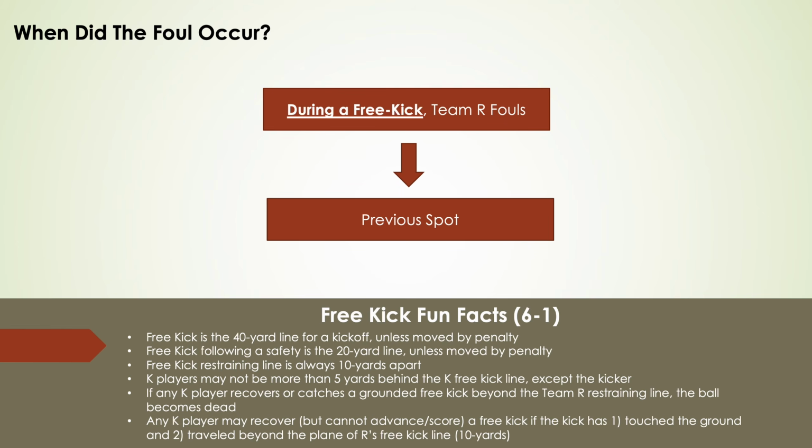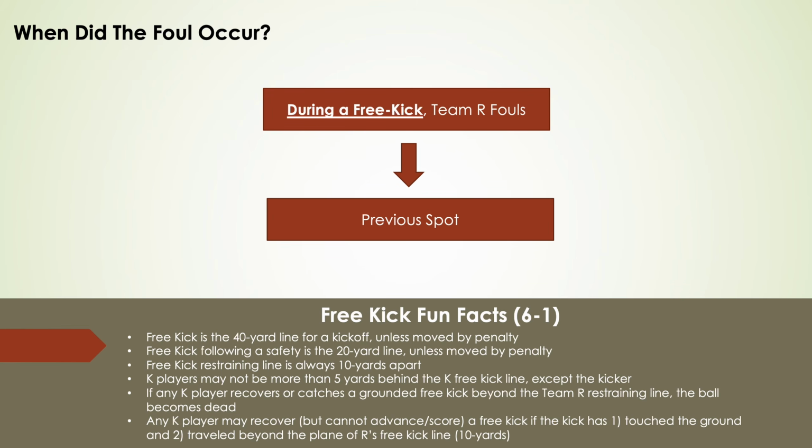And a couple of free kick fun facts in Rule 6.1 I just wanted to cover really quickly. As I mentioned, a free kick is generally from the 40-yard line, the K40, unless it's relocated by penalty. A free kick following a safety is the 20-yard line, again, unless relocated by penalty. The free kick restraining line is always 10 yards apart. So as far back as you march Team K back, or as far forward as you march Team K forward, the free kick line, the restraining line will always be 10 yards apart.